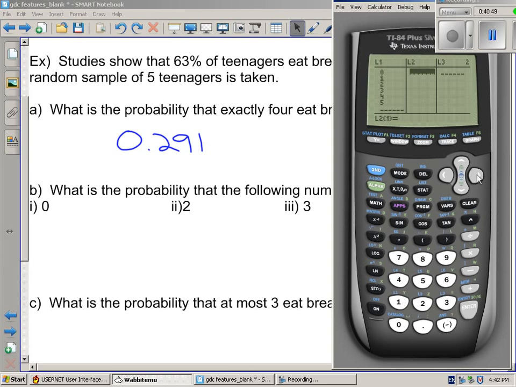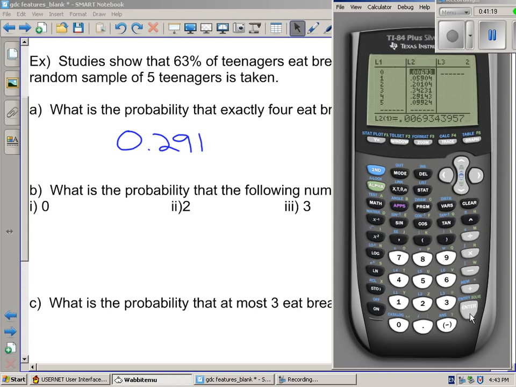Next thing I'm going to do is go up into the L2 heading. So see how L2 is highlighted? Now I'm going to do my binom PDF. So I'll go second vars for the distribution. I go down to binom PDF just like I did in the last question. I'll say I've got 5 trials. The probability of success is 0.63. I'm not going to give it an X value at all. And say paste. And press enter.